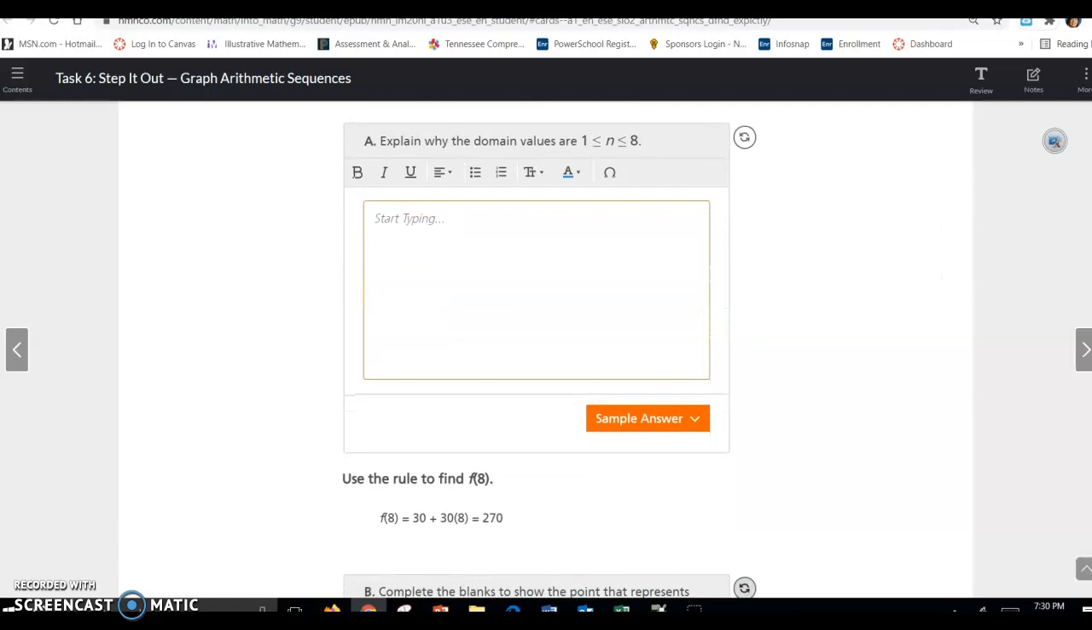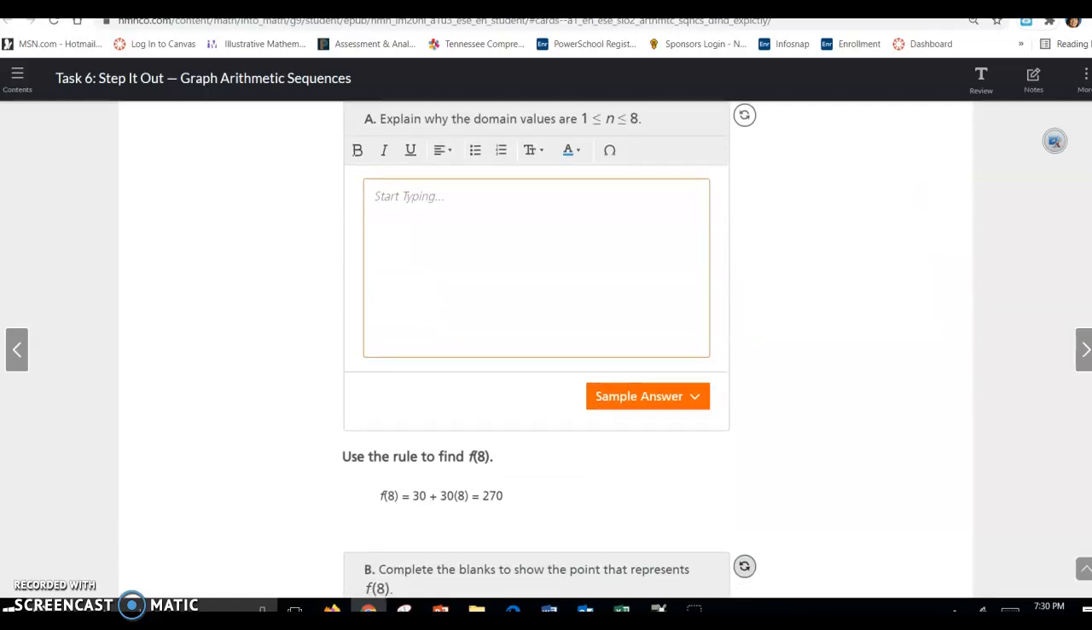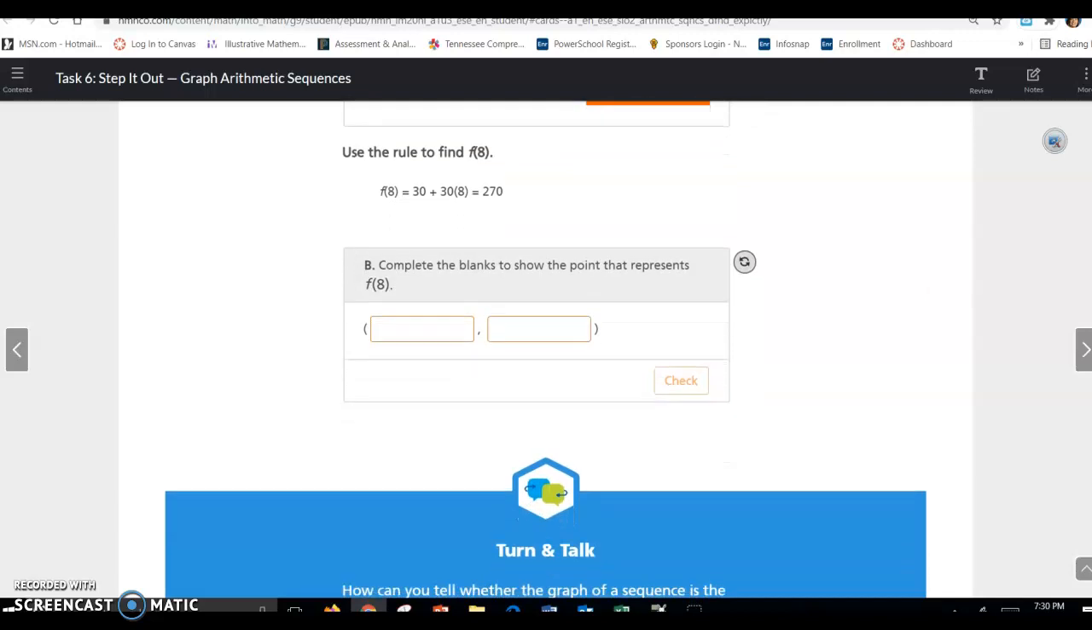Explain why the domain values are 1 to 8. Again, because that's what's on the graph. Use the rule to find f of 8. All right, so all we have to do is take 8 and plug it in. So 30 plus 30 times 8 equals 270.